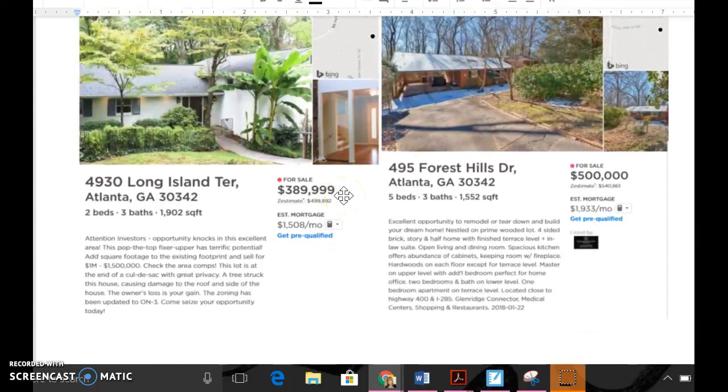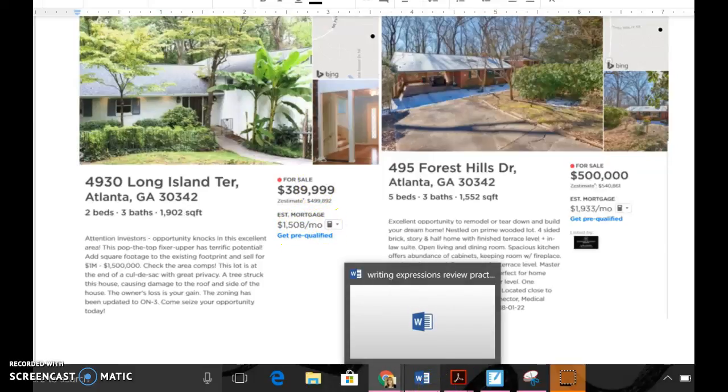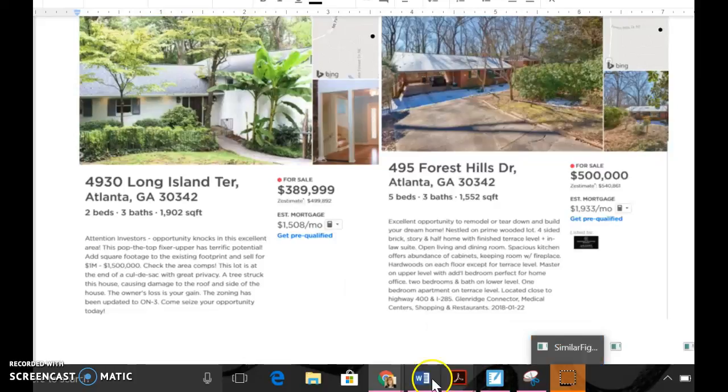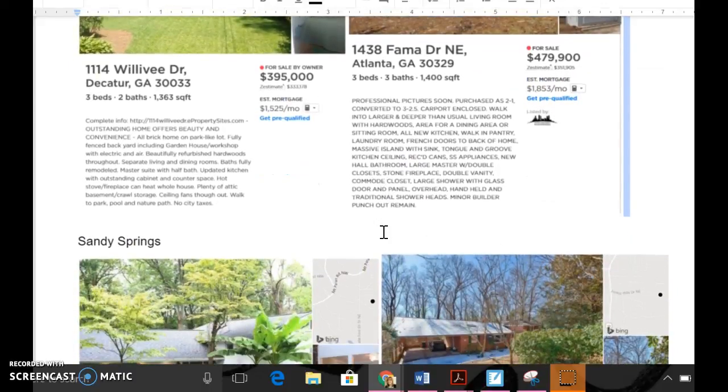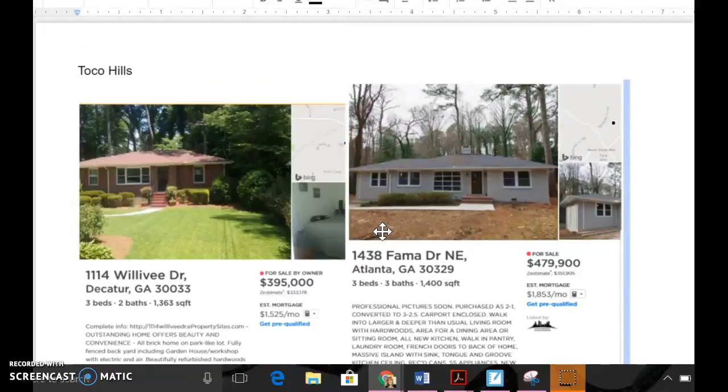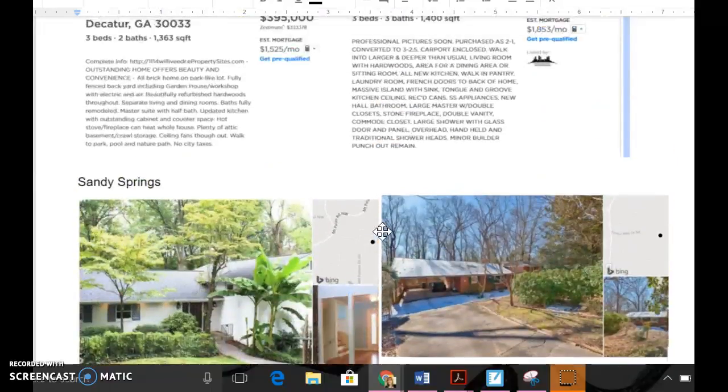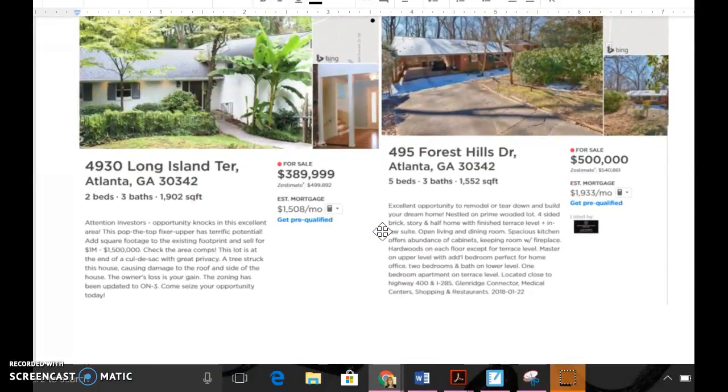Based on your annual income, but also based on now that you have worked through what your monthly income is, you can start thinking about how much per month you can afford. So looking through, I'm going to pick something in Sandy Springs because I want to be close to the school. I'm going to pick this 4930 Long Island Terrace, which is $1,508 monthly. And you see that price here.